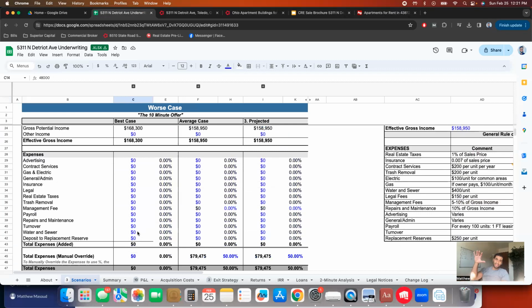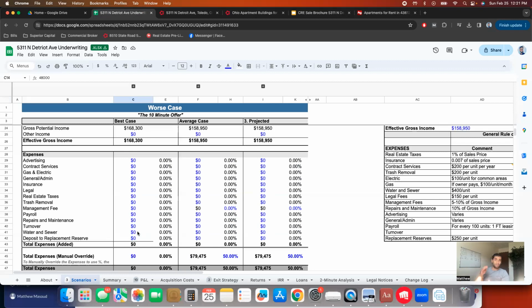Now we have all the expenses. This is how I personally do things. I don't like to deep dive every single line item at the beginning. I'm just trying to see if this is something I should even consider putting an offer on. So I like to use an expense ratio.